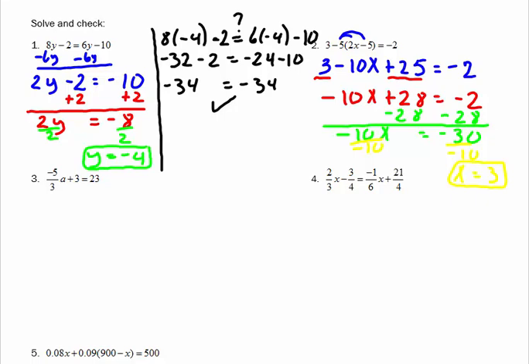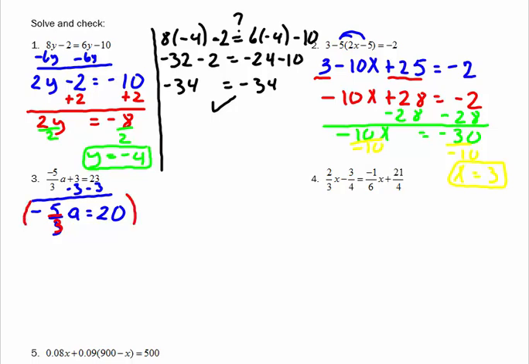Going down to number 3, first thing we want to do is get the variables on one side, numbers on the other, since we don't have any parentheses, nor do we have any like terms that are on the same side. So first thing we'll do is subtract 3. So we end up with -5/3 a equals 20. At this point, there's many different ways to get rid of that fraction.